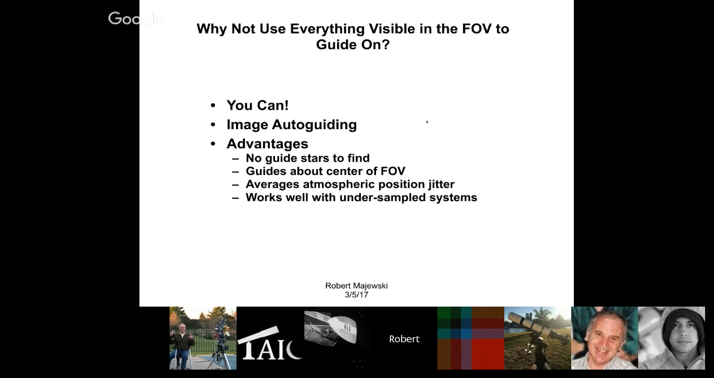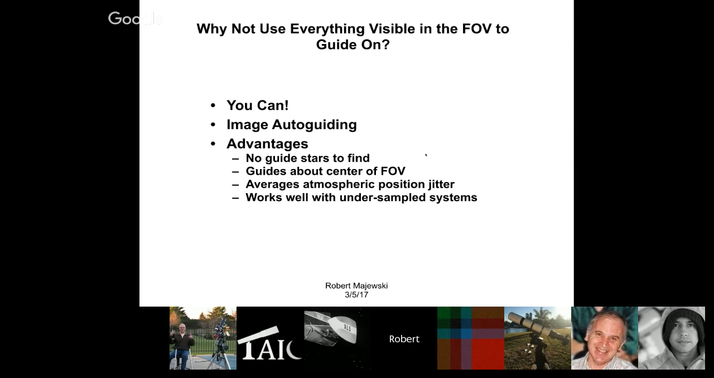I call it image autoguiding, and I'll tell you a little bit about how it works in a moment. But the big advantage to me is I don't have to look for those guide stars. I just hit the guide button and it starts guiding, and it guides about the center of the field of view, not some offset position. It also averages over the atmospheric position jitter. And it also works very well with undersampled systems, which probably a lot of amateurs are using.